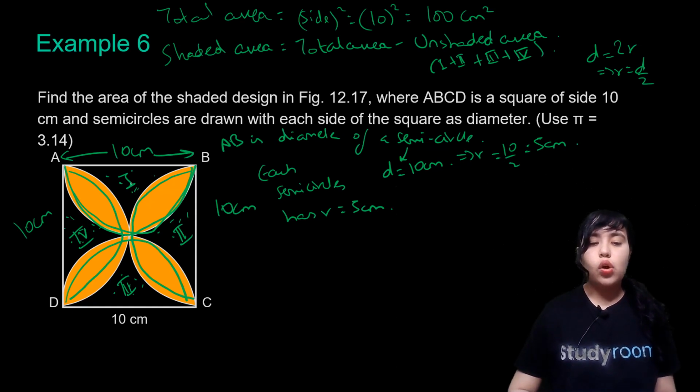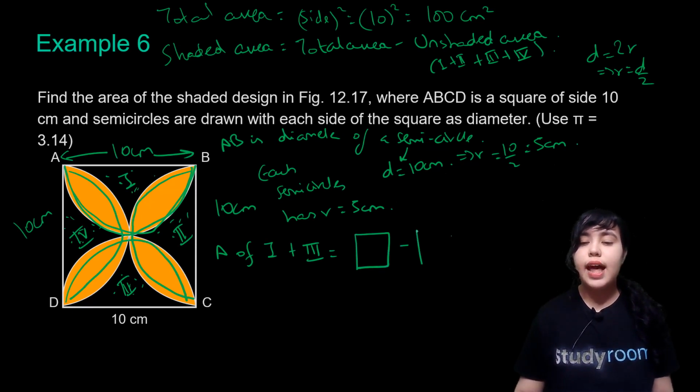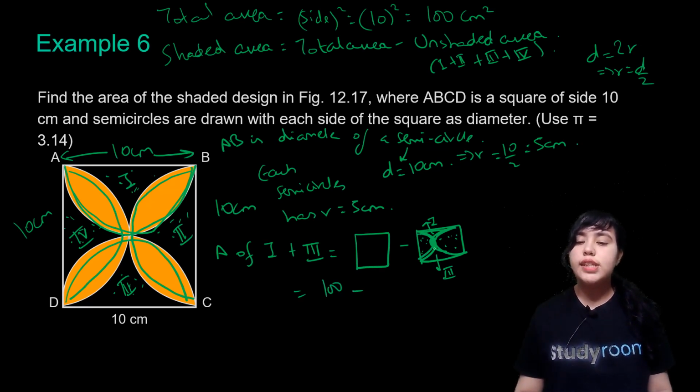Now let me focus on my areas 1 and 3. If I want to find out area of 1 plus 3, these two unshaded regions, how will I find that? I can say that this is equal to this square, from this I am subtracting my two semicircles, this and this. When I subtract these two semicircles, this is my unshaded region 1 and this is my unshaded region 3. So I need to take the area of the square, which I have already found as 100 centimeters square, minus the area of these two semicircles.